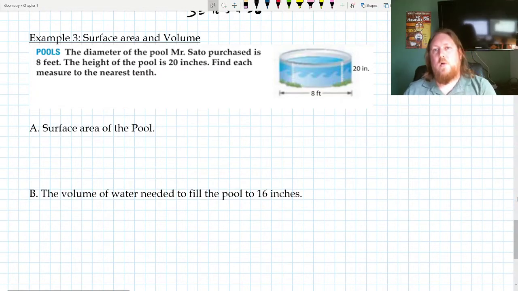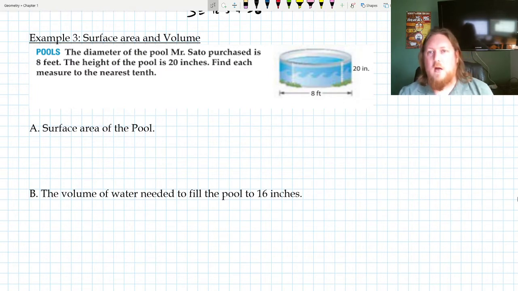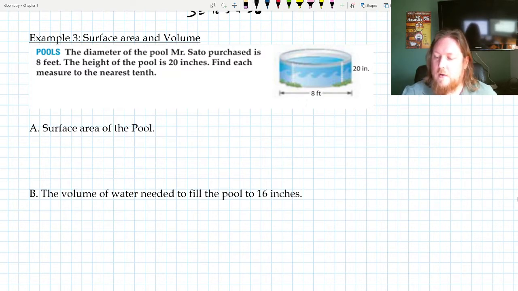Okay, we're going to do another surface area and volume, but this time we're going to do it on a cylinder. And you can see here the diameter of the pool Mr. Sato purchased is 8 feet. So that's the diameter, D. We use lowercase d for diameter. D equals 8. And this here looks like it's the height.